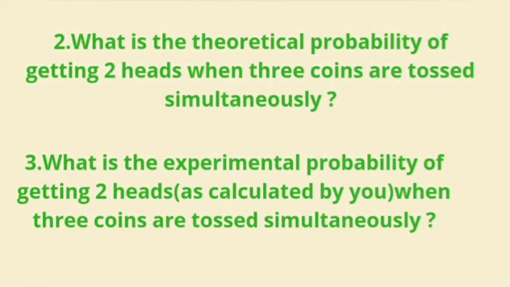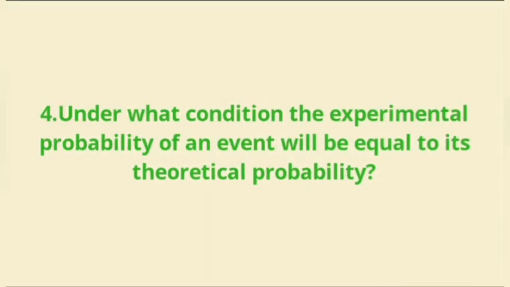Further moving on to question 3, you have already calculated the probability of getting 2 heads, and you can write it down here. And you will see that these two probabilities are not necessarily equal. So according to the case when we are conducting this experiment, it should be equal to its theoretical probability, but it is not necessary that they are equal when you conduct the experiment. So our next question comes up, that under what condition the experimental probability of an event will be equal to its theoretical probability.